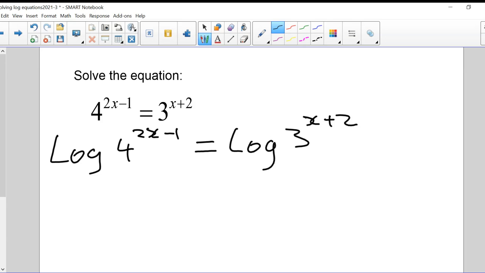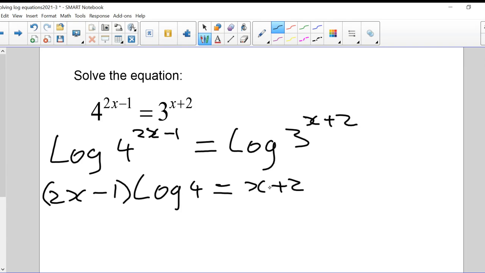So yeah, there we go. I'm going to say, put that exponent in the front. So 2x minus 1 multiplied by the log of 4 is equal to x plus 2 times the log of 3. I like that. That actually seems to work quite well.